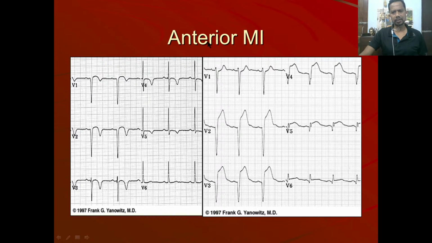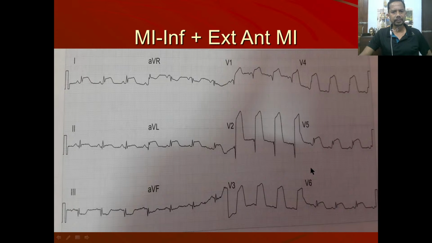This is wrongly written. And after some time this is the same ECG. So the patient developed ST elevation out here also. Now I can say this is anterior MI. Inferior MI, extensive anterior. So everywhere there is elevation. In all the leads there is elevation. Extensive anterior and inferior MI.